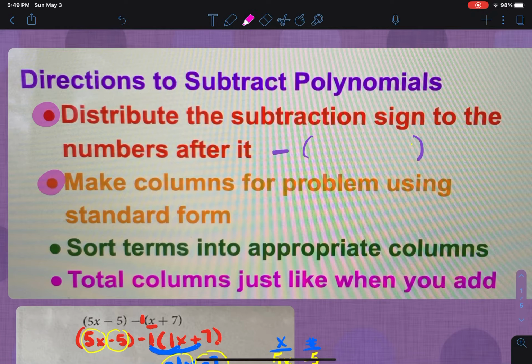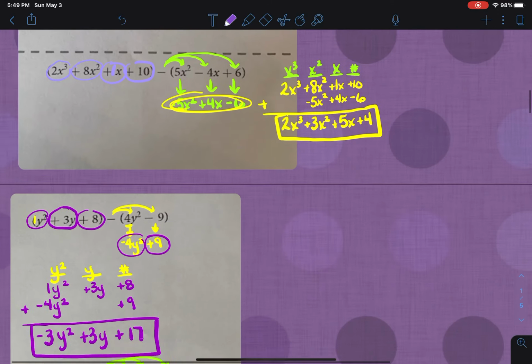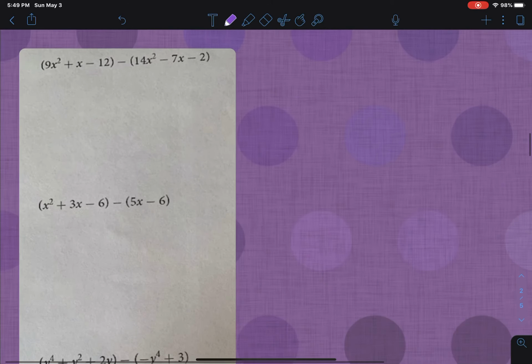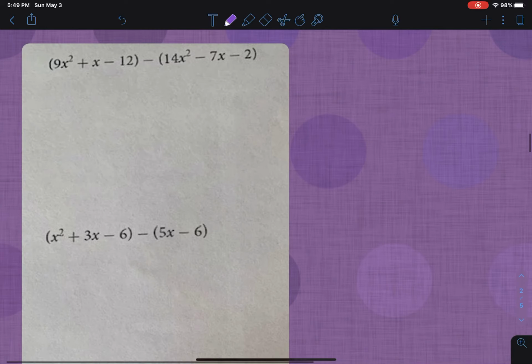Make columns for the problems using standard form. So start with your highest exponent. Work your way down to the smallest. Sort your terms in the appropriate columns. And then total them up. Okay, same directions we've been using kind of all along. Okay, here's a few that we can look at.